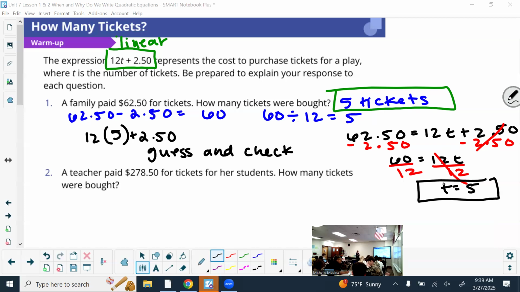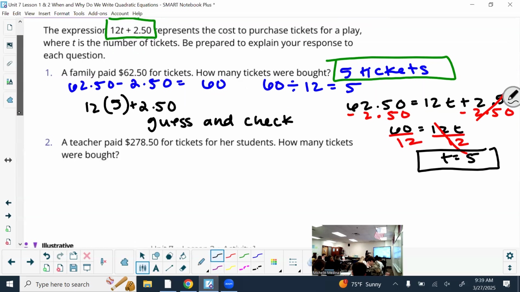All right, so we've taught you how to solve before, we taught you how to make an equation. And for number 2, table 2, a teacher paid $278.50 for tickets for her students. How many tickets were bought? 23. And how did we get that number?